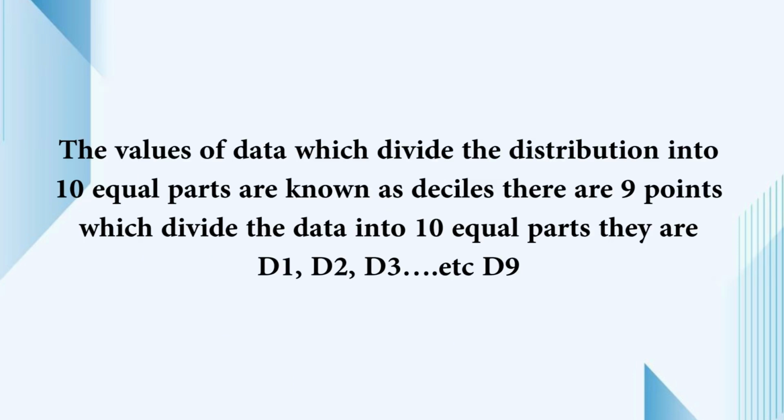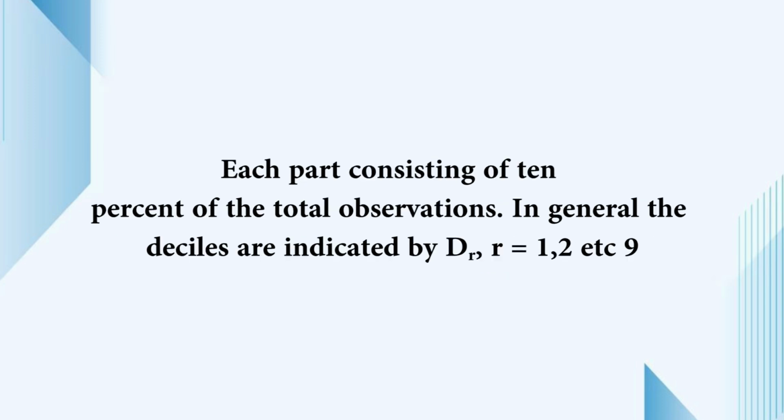Deciles. The values of data which divide the distribution into 10 equal parts are known as deciles. There are 9 points which divide the data into 10 equal parts. They are D1, D2, D3, etc., D9. Each part consisting of 10% of the total observations. In general, the deciles are indicated by Dr, r is equal to 1, 2, etc., 9.